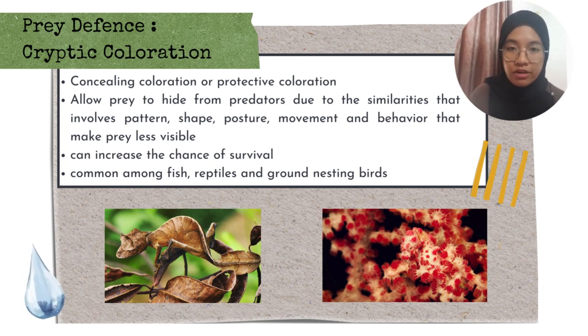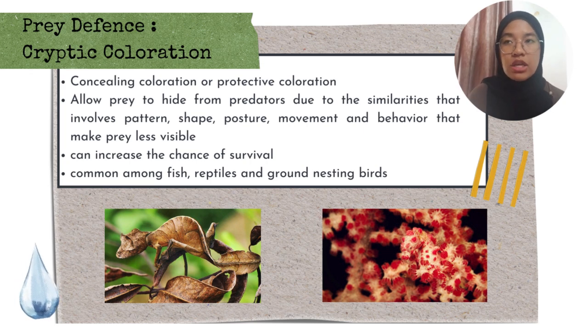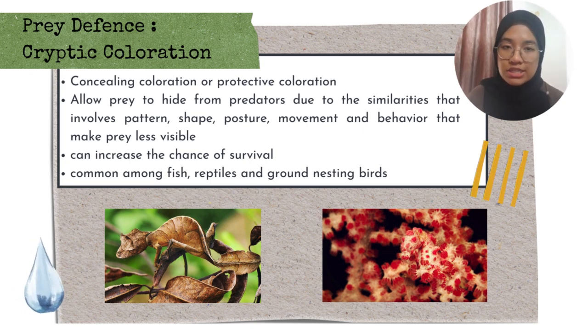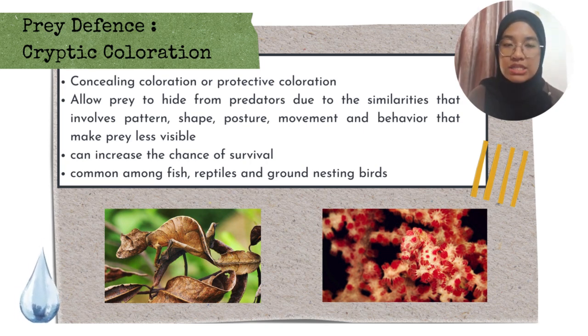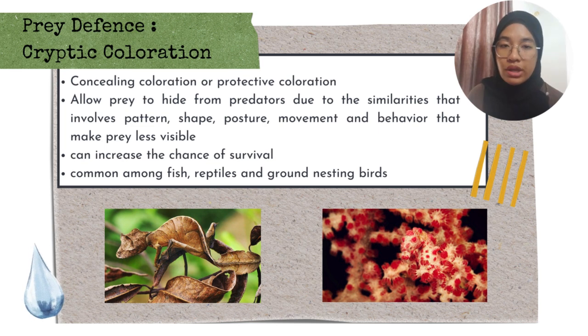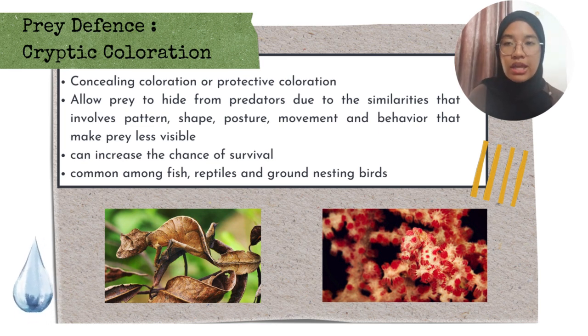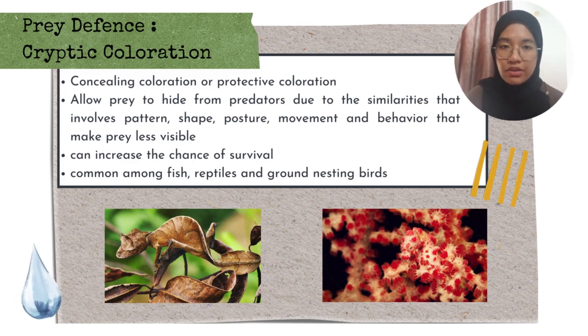that involve pattern, shape, posture, movement, and behavior that make the prey less visible, so it can increase the chance of survival. It's commonly found among fish, reptiles, and ground nesting birds. As you can see clearly from the example that I gave, where are the animals? The red one actually is the seahorse, and the second one is actually a species of lizard that looks like a dried leaf.